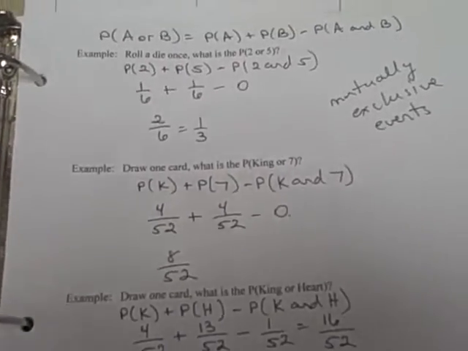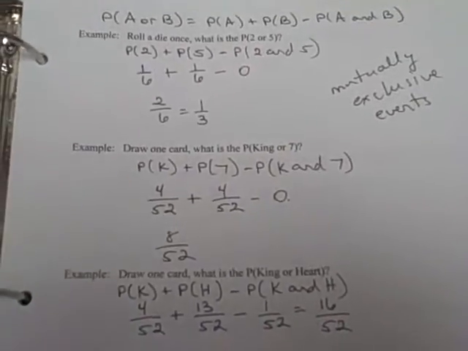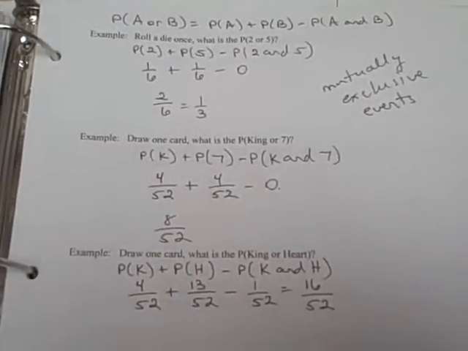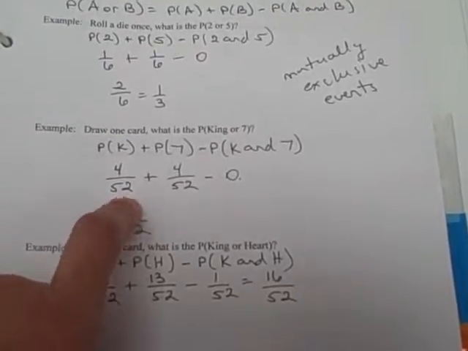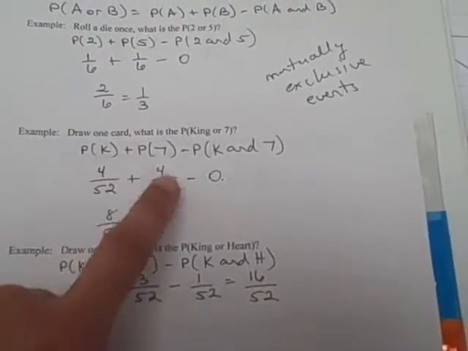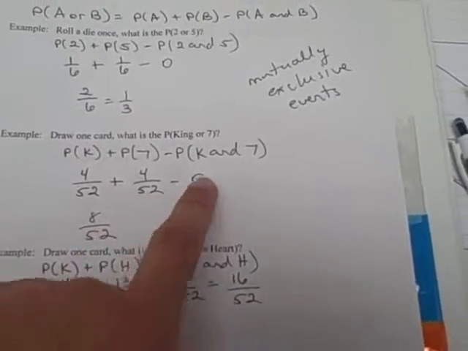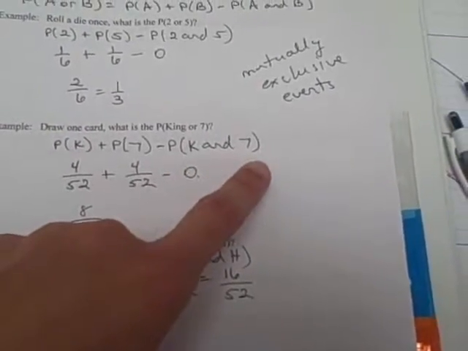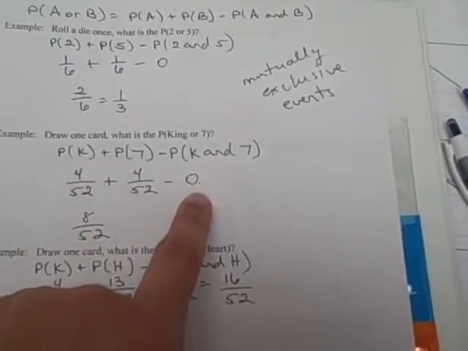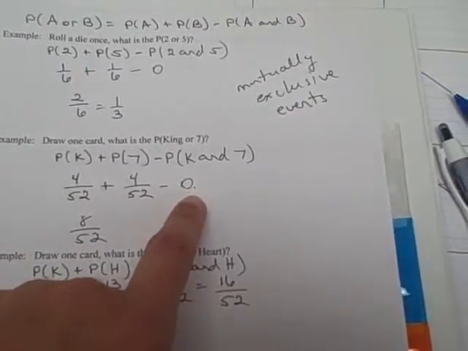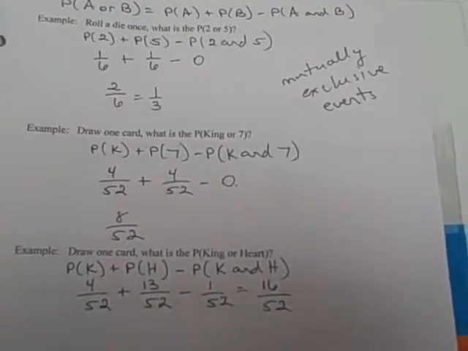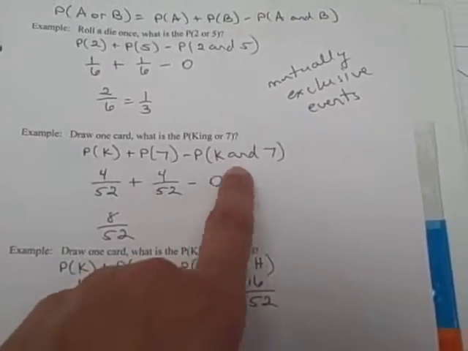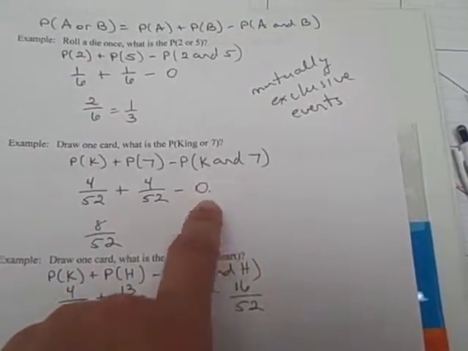All right. Now we draw 1 card. What's the probability that it's a king or a 7? So again, this is our addition rule. So the probability of a king, well, there's 4 out of 52, plus the probability of a 7. There's 4 out of 52. Now we're only drawing one card. Can we get both a king and a 7? That's not possible, so that probability would be 0. Okay? So 4 out of 52 plus 4 out of 52 minus 0 is 8 out of 52. Again, if you're drawing one card, it cannot be a king and a 7 at the same time, so these are mutually exclusive events. Okay?